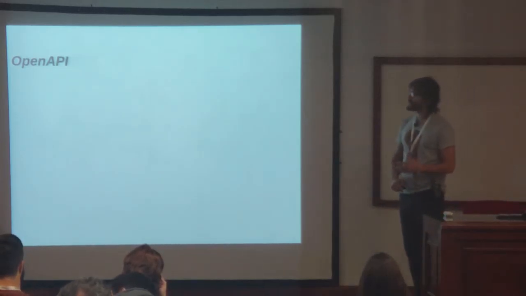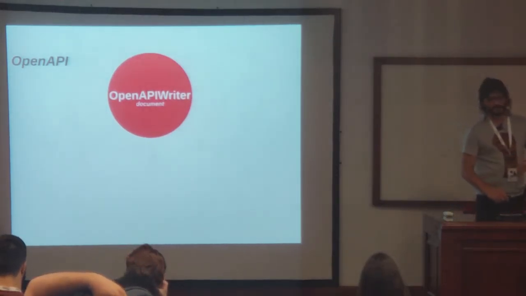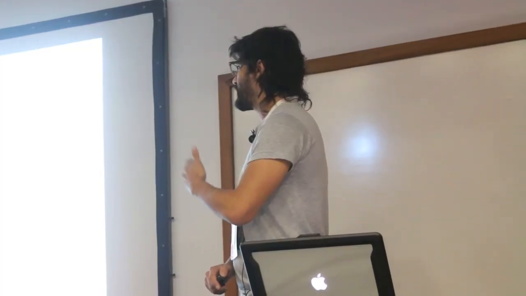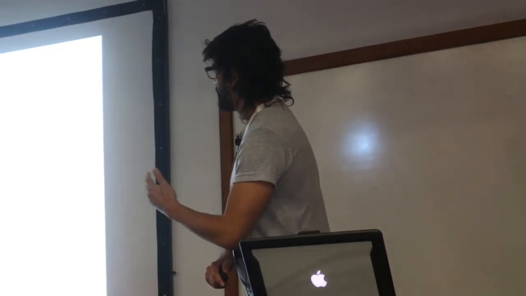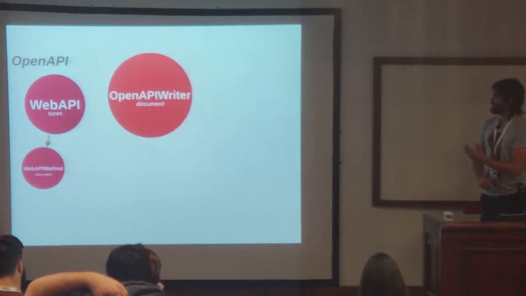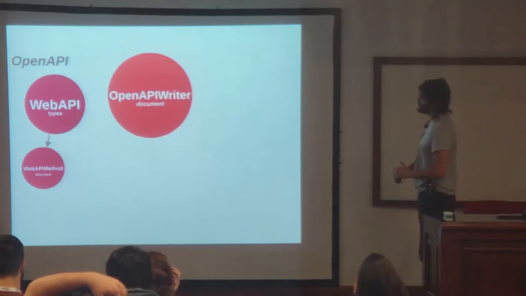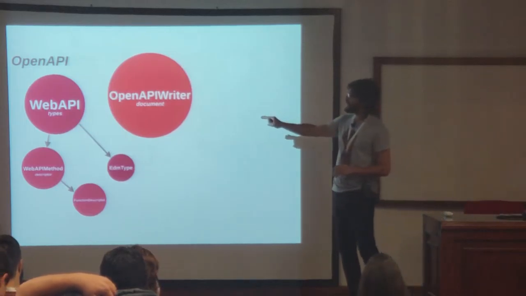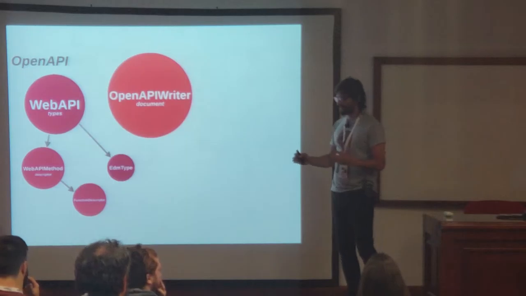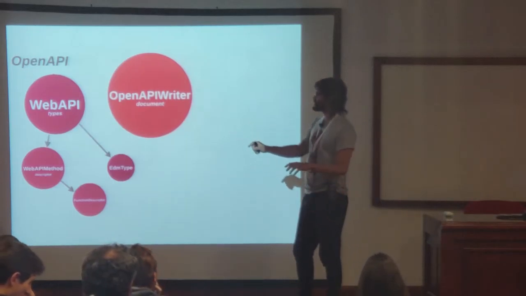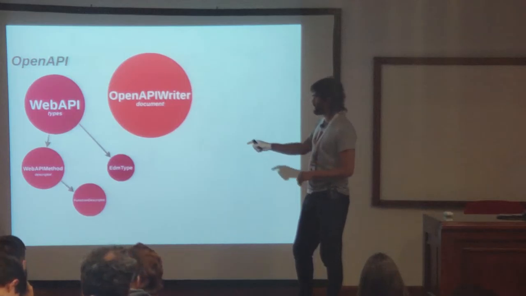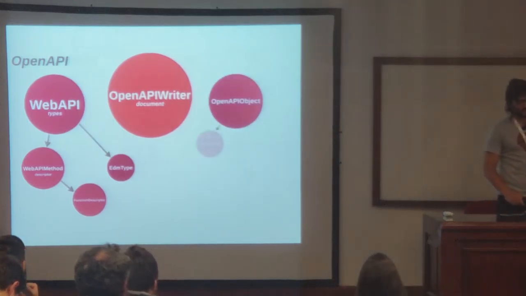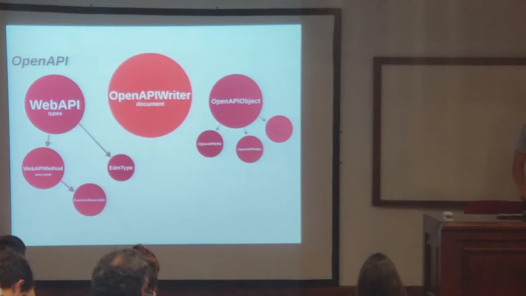Regarding the documentation, we decided to go with this standard, which is Swagger. For this, we implemented a couple of layers. There is an Open API writer, which takes information from our web APIs. We have some extensions of the environment where we can add some web API description. We will see it in a while. Based on that information, the Open API writer can generate an Open API document, which is essentially a tree.